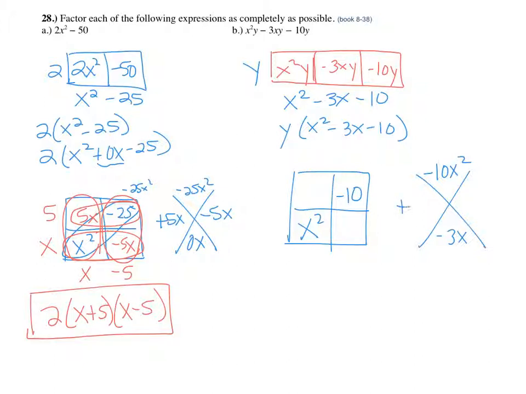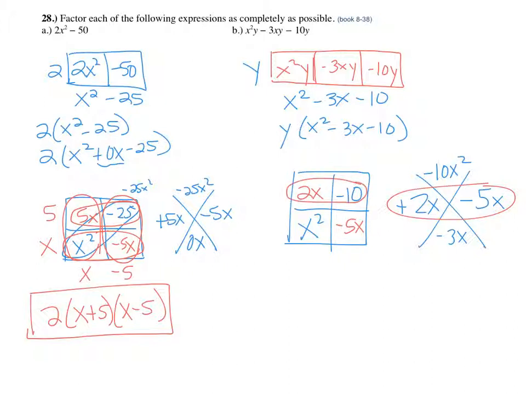Well, if you're going to multiply to a negative, you need one positive, one negative. Things I know that multiply to 10 are 5 and 2, or 10 and 1. Well, if I try 5 and 2, I get close, but 5x plus negative 2x would be positive 3x, and I want negative 3x. So I need the bigger number to be negative, and the smaller number to be positive, so that when I combine them, I get a negative.